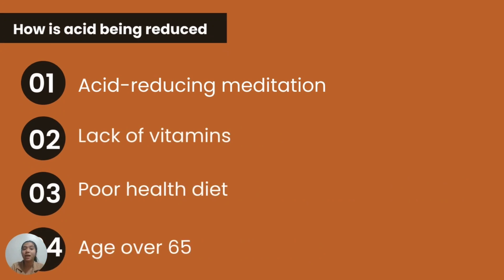Next is, how is acid being reduced? There are several ways to reduce your acid. First, there's acid-reducing medication, such as drugs that you could take to reduce your acid. Or you need to avoid foods that cause acidity, such as tomatoes, coffee, chocolates, etc.